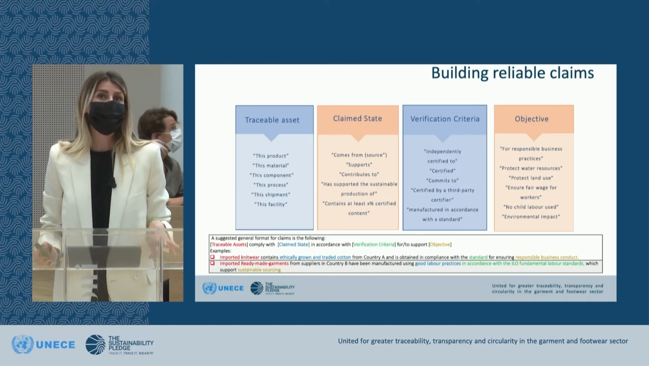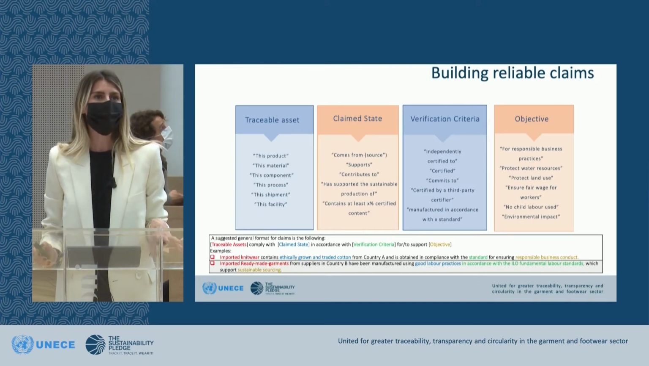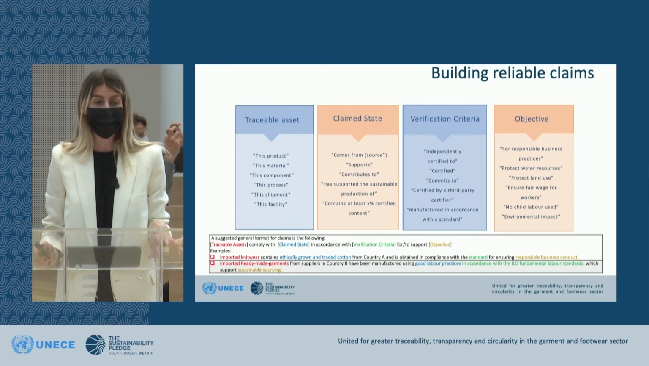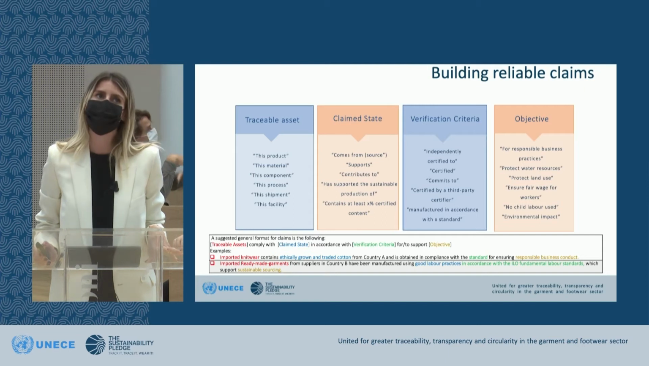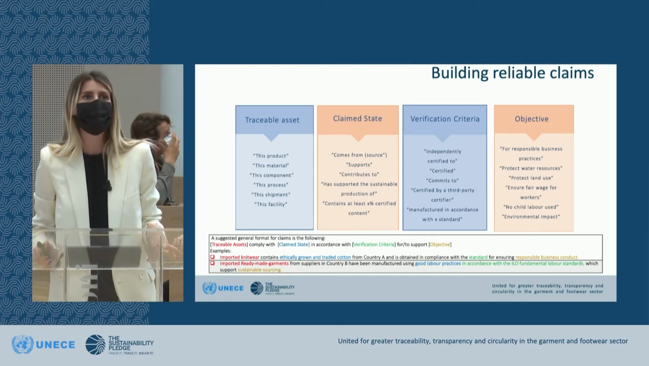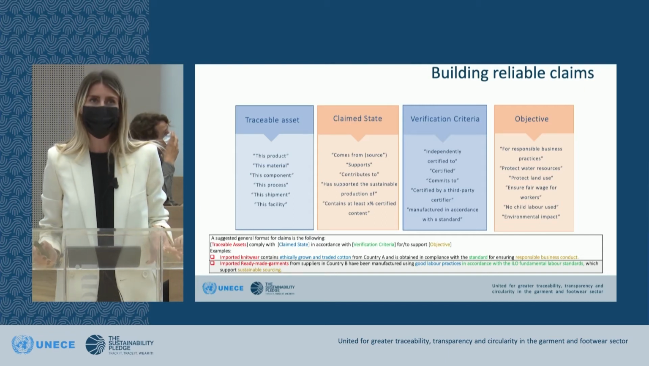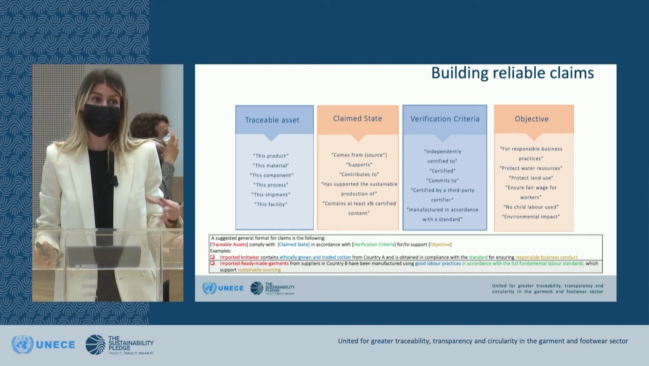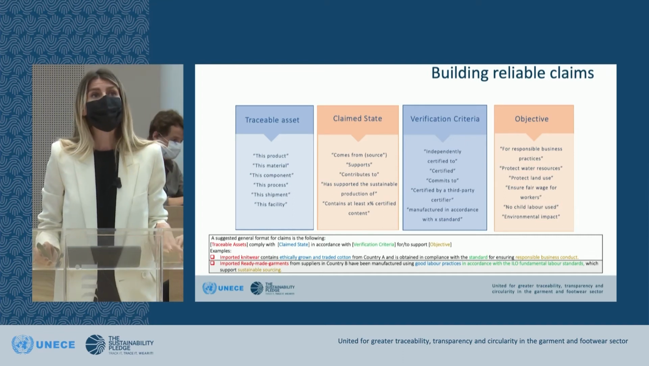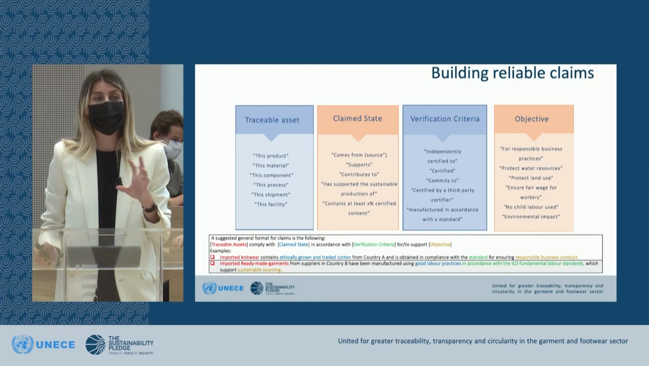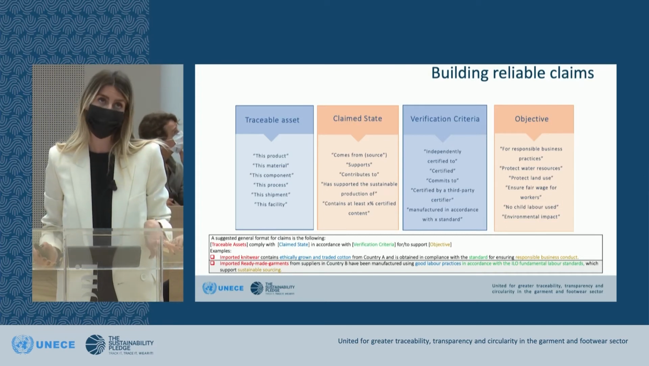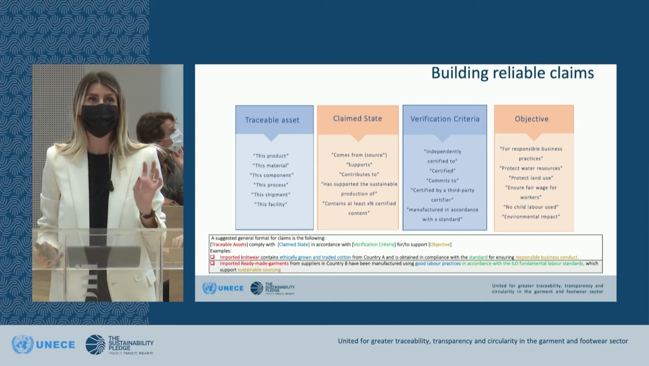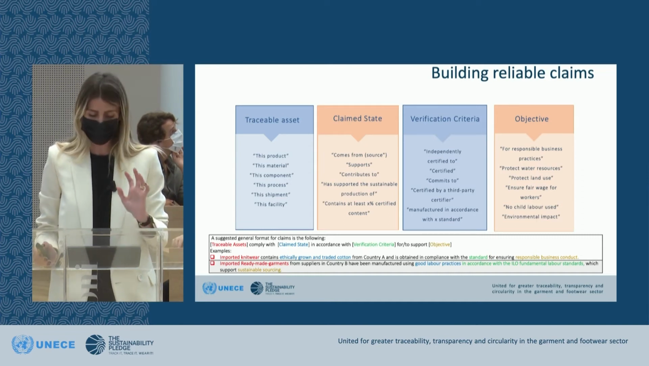And here are some examples we found useful for you to look at. So in the implementation guidelines of the policy recommendation, you will find some suggestions of how to make a reliable claim. And here are some examples starting from the requirement, the components of a claim that we identified and included in the implementation guidelines. So the traceable asset, the claim state, the verification criteria, and objective.